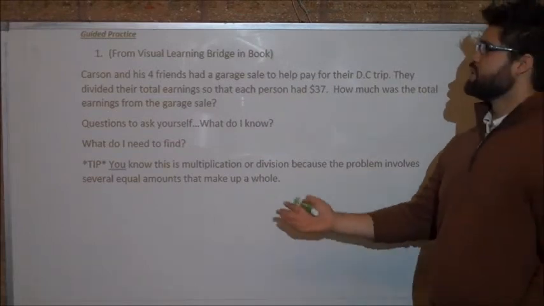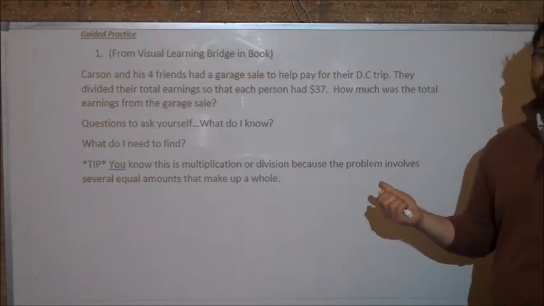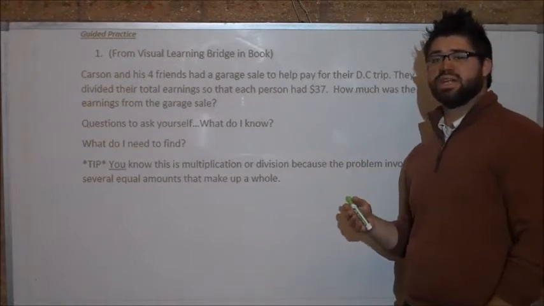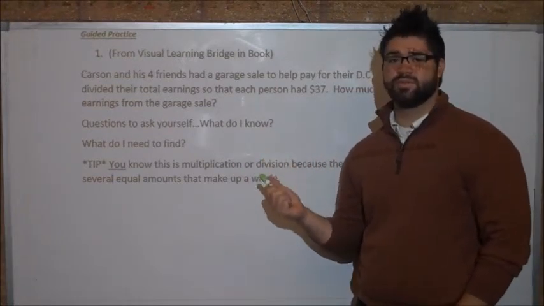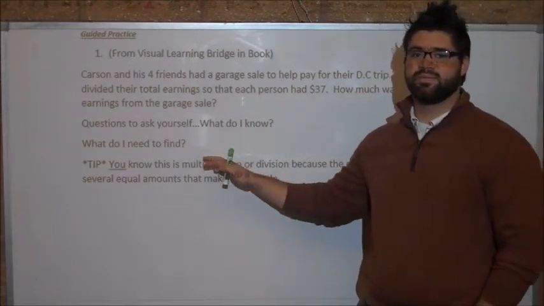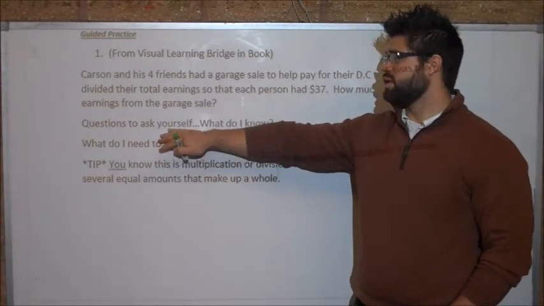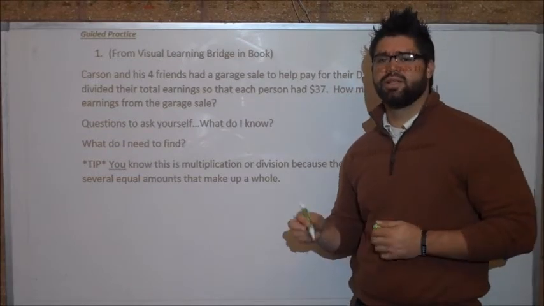So here we go. Carson and his 4 friends had a garage sale to help pay for their DC trip. They divided their total earnings so that each person had $37. How much was the total earnings from the garage sale? So what I did here was I listed out a few step-by-step things that we can do. Whenever you have a word problem, you've got a few questions to ask yourself. The first thing is, what do I know?